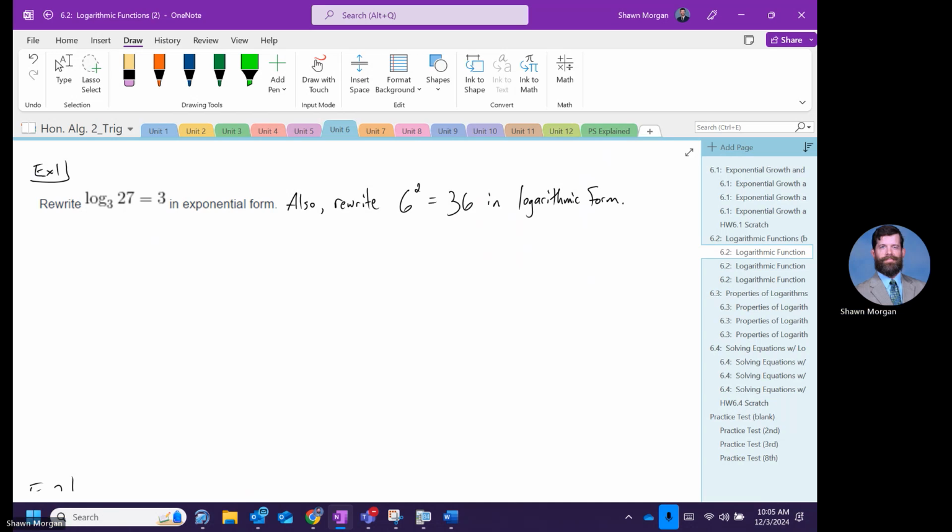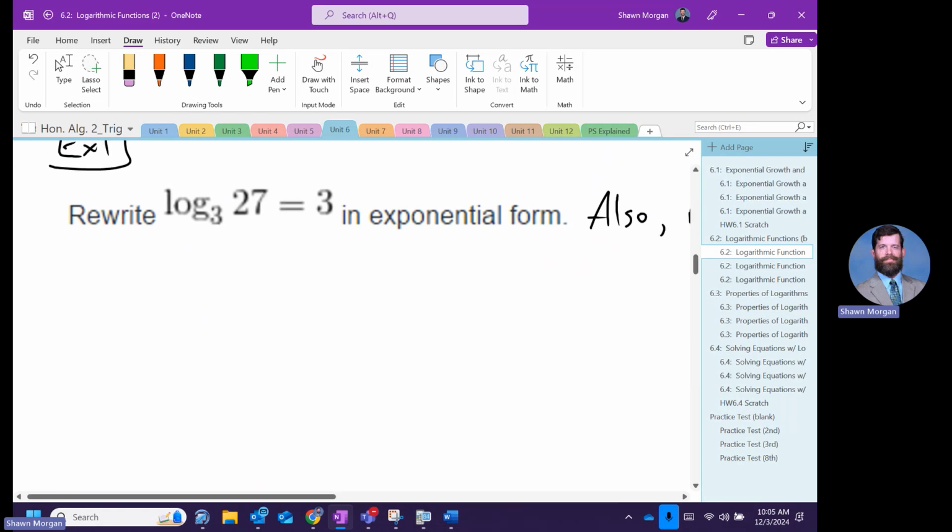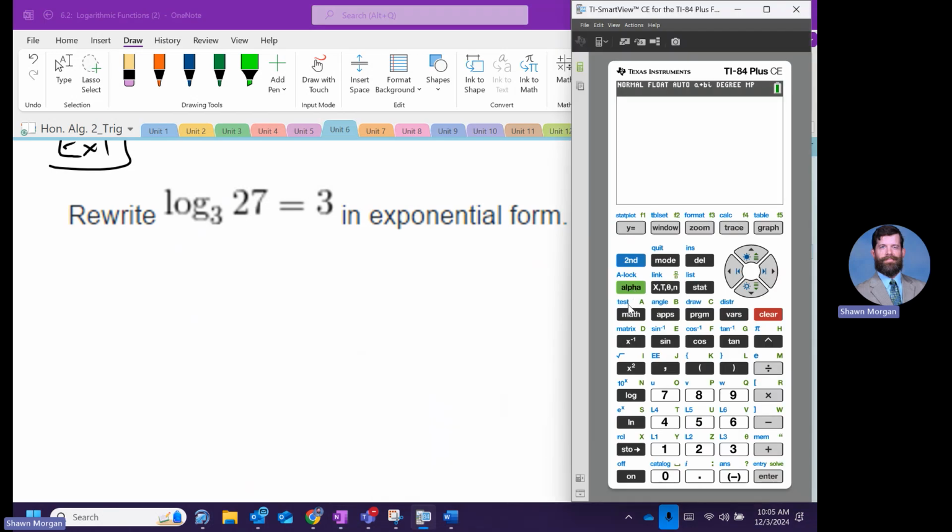Now, I'm going to zoom in on this first part right here. If I look at this equation, log base 3 of 27 equals 3. That might seem like, well, no duh, Coach Morgan, because if I punched log base 3 of 27 into my calculator, it equals 3. But the exercise is, can I write this in exponential form?